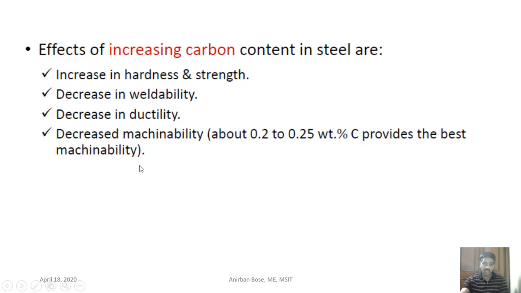Okay, here you can see one very good piece of information: 0.2 to 0.25% of carbon, which is basically the mild steel, provides the best machinability. Okay, that is why mild steel is used in such a huge manner in the mechanical industry.